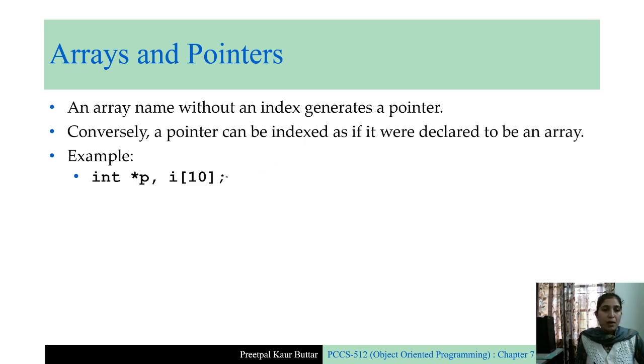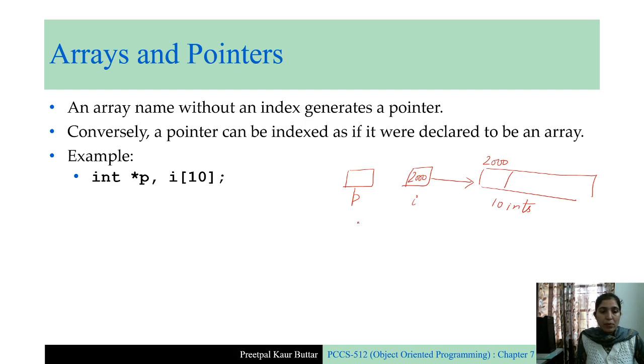How? Here, what are we doing? We are creating a pointer, so it is intended to store an address and its name is P. And in the next line, what are we doing? We are creating an array of 10 integers, and the name of this array is I. So what is I? I is actually a pointer which stores the address of the first element. Suppose the address of the first element of this array is 2000, so I will store 2000.